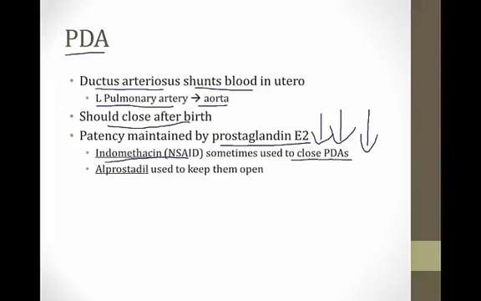Another drug sometimes given to newborn babies is alprostadil. Alprostadil is an analog of prostaglandin E1, but it has similar effects to prostaglandin E2 in the newborn baby, and it will keep the ductus arteriosus open. This is sometimes necessary in certain forms of congenital heart disease where that PDA is an important conduit to deliver blood if other vascular structures are not formed correctly.